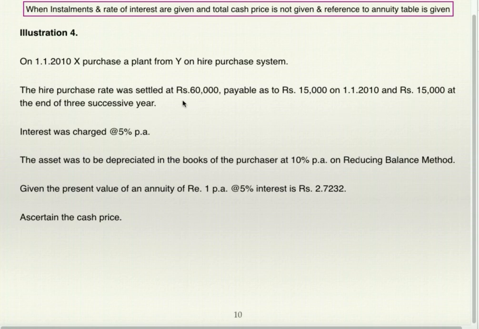So 15,000 into 3 is 45,000 plus 15,000 is 60,000. This is the hire purchase price. Interest was charged at 5% per annum. The asset was to be depreciated in the books of the purchaser at 10% per annum on reducing balance method. Given the present value of annuity of rupee 1 at 5% interest is 2.7232, ascertain the cash price.